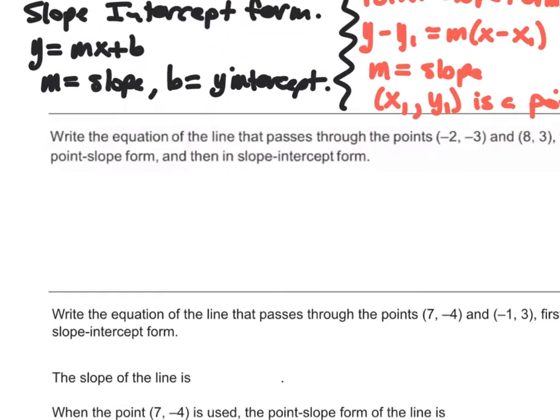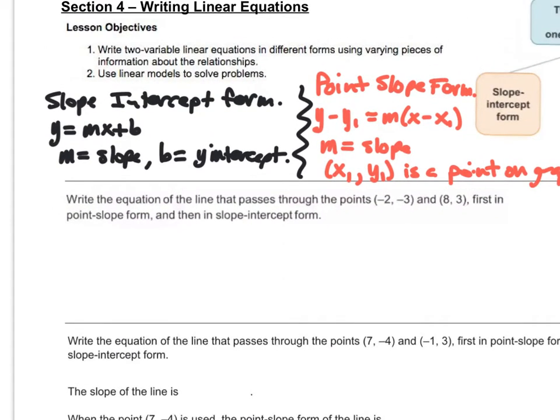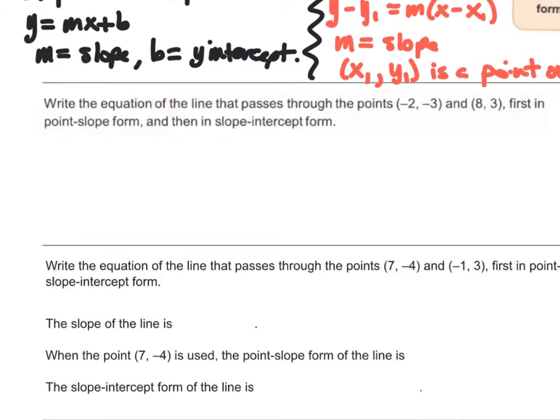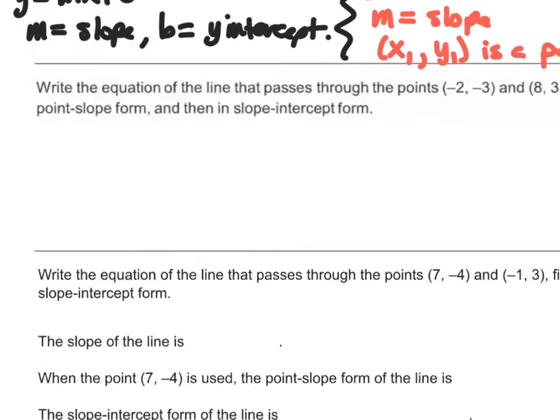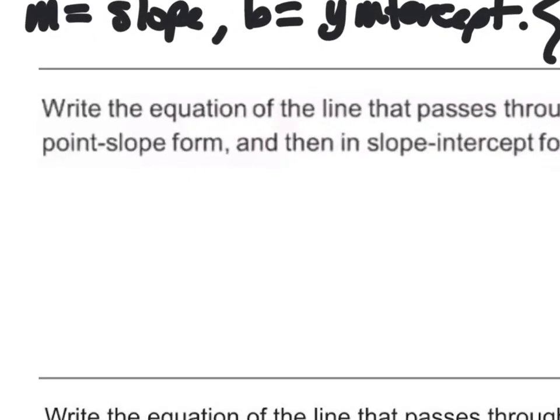On this first problem, it says, write the equation of the line that passes through the points (-2, -3) and (8, 3), first in point-slope form, and then in slope-intercept form. So let's write it in point-slope form, and then we'll use the point-slope form to go into slope-intercept.